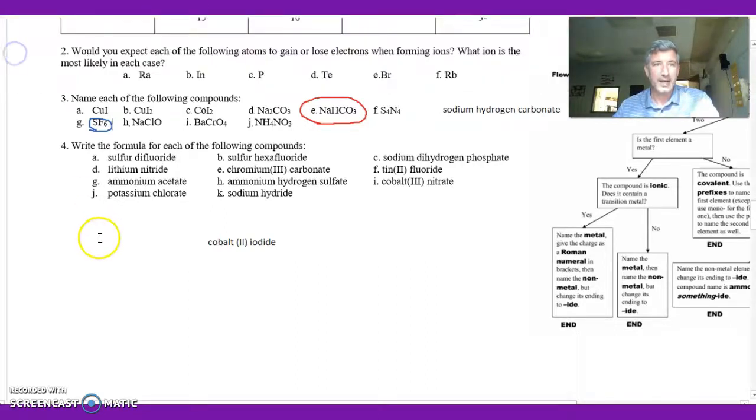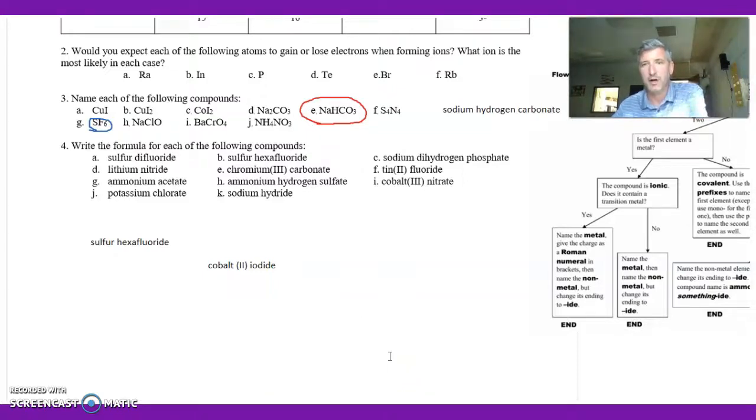So SF6 will be called sulfur, and the Greek prefix for 6 is hexa, and then not fluorine, fluoride. So we don't have to worry about charges because this is a molecule. It contains 2 nonmetals. So it is just sulfur hexafluoride. Notice, not monosulfur hexafluoride, just sulfur hexafluoride. We leave mono off the first one.